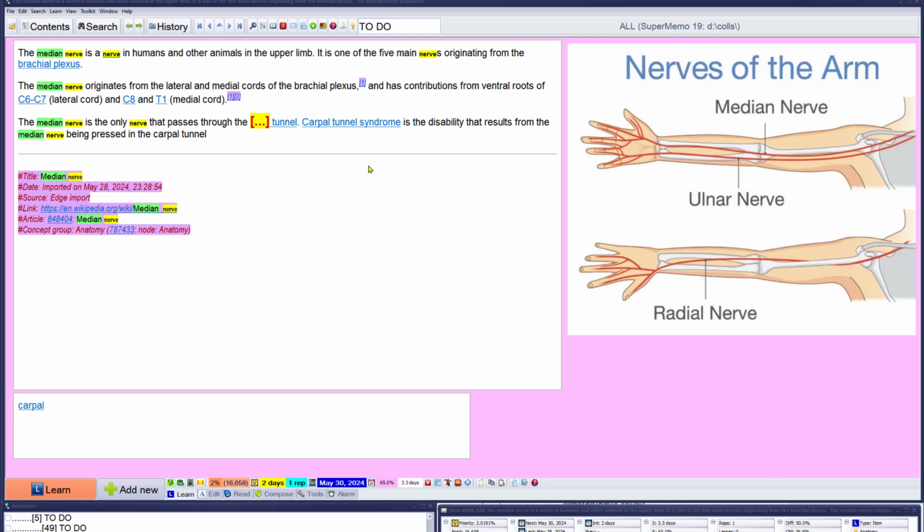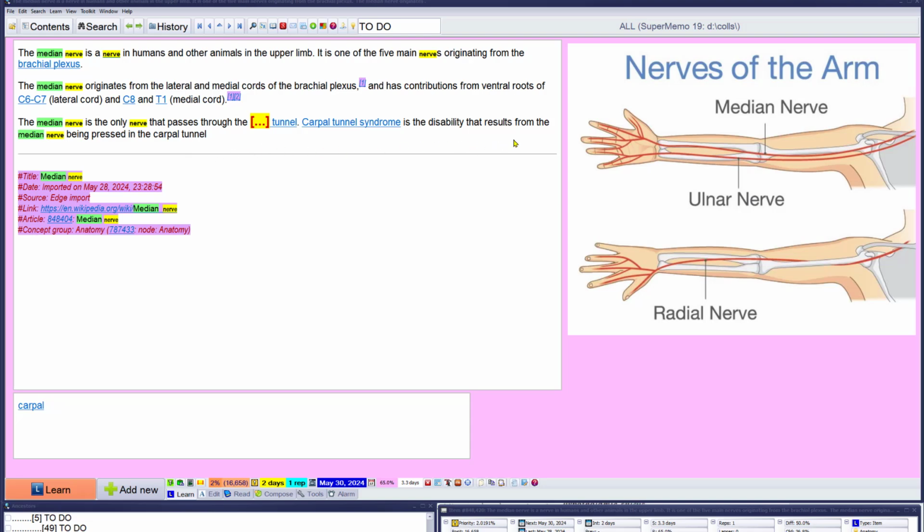I'm learning about carpal tunnel syndrome. And for that, I learned about the median nerve. From a Wikipedia article, I learned that the median nerve is the only one that passes through the carpal tunnel. So I have a nice item based on cloze deletion. I have nice features, but the item looks a bit complex.